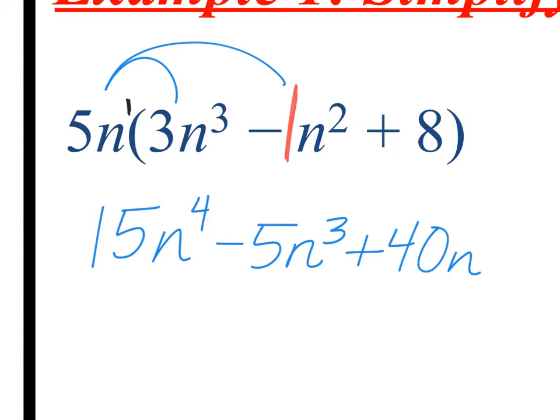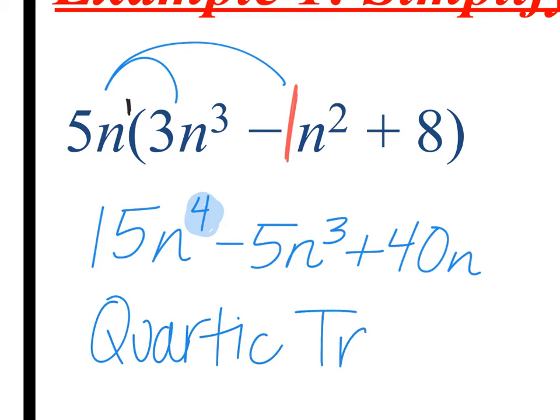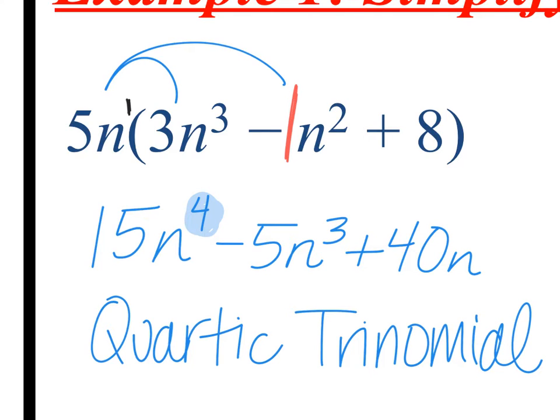We're going to go and name this. The degree is 4. So look at the chart. Degree of 4 we call quartic, like as in a quarter. And it's got 3 terms. So it's a trinomial. Quartic trinomial. First name, last name. Degree of 4, 3 terms.